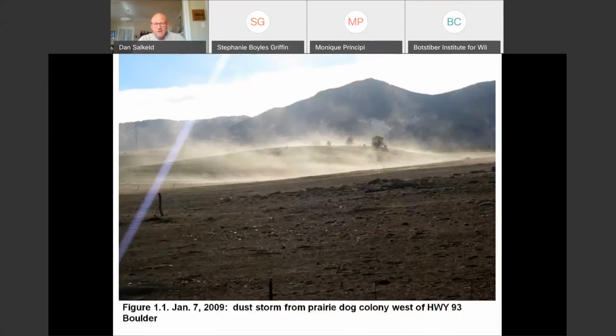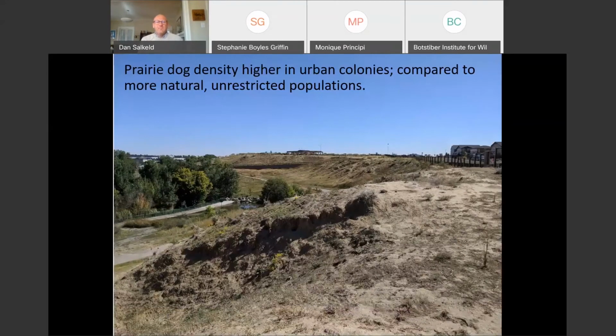And this is another downside. Prairie dogs, especially in urban areas, can overgraze land if they're not allowed to grow in the colony. And so this is a dust storm from a prairie dog colony in Boulder, Colorado. And you can see the overgrazing has just led to this erosion of dust by the wind. And prairie dog density does tend to be a lot higher in urban colonies compared to natural and unrestricted populations. So the density of prairie dogs can actually be 5 times higher where they are kept in small urban areas, and they can't colonize other areas or disperse naturally.